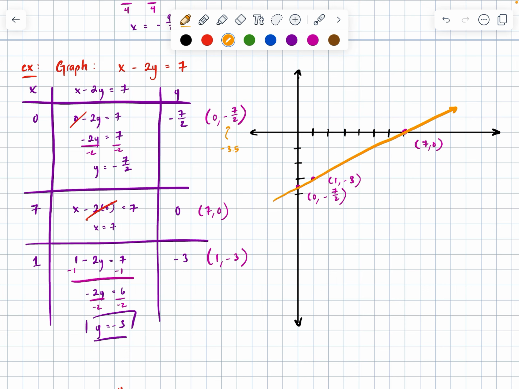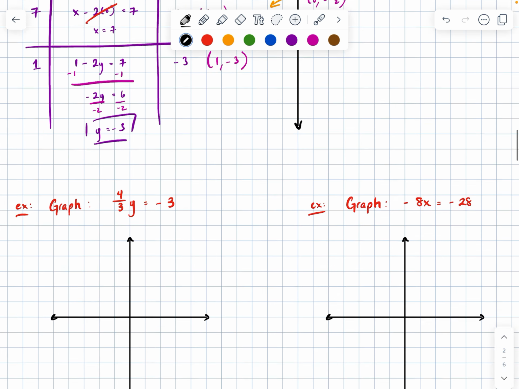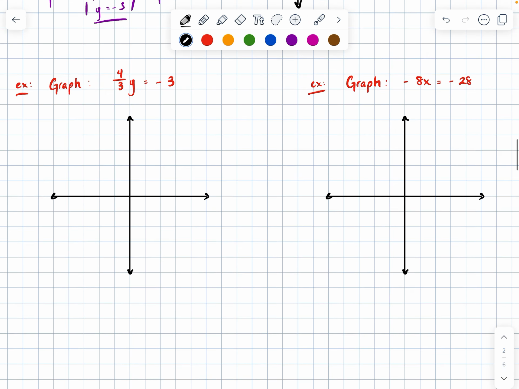I've labeled all 3 of my points. I will connect them with a straight line, or as close to straight as I can manage. Include my arrowheads to indicate it keeps going. Label my x and y axes. And I'm happy. There's the graph of x minus 2y equals 7. Cool. Next up, let's say that I want to graph some funky lines.